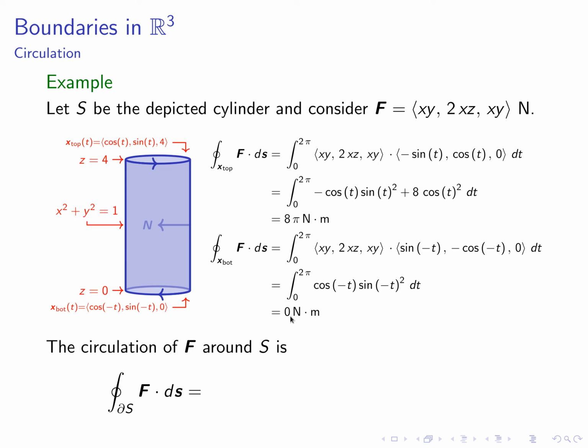So now we can use these two individual calculations to figure out the circulation of this vector field around this surface. Here, since we've parametrized in such a way that we respect the orientations, we know that we're simply going to add these two line integrals together. So in our first line integral, we found that we got 8 pi newton meters, and in the second line integral, we got 0 newton meters, which means that the total circulation should be 8 pi newton meters.